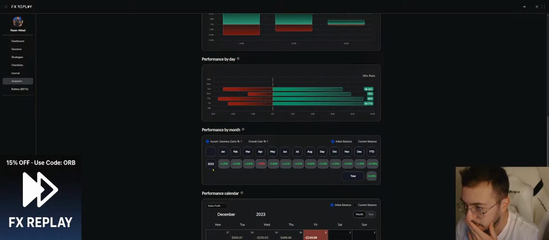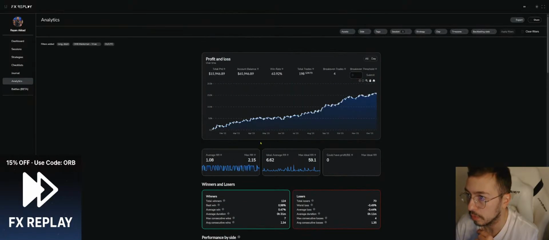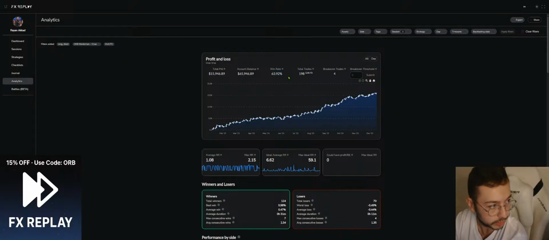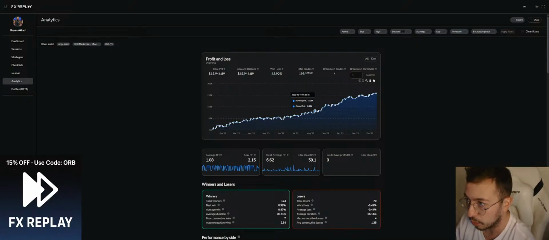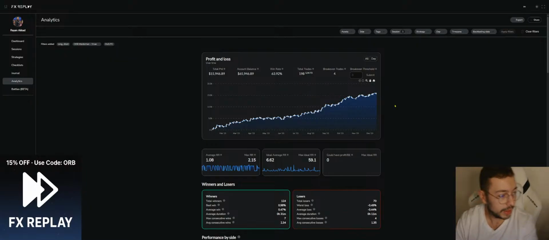Very clean, profitable year. It's only these 2 months. I would say they are break even, but the rest are really clean. 63% win rate, 198 trades. That's decent. That's very good. That's considered very good. And look at the equity curve. It's going up very smoothly, clean. And that will be it.